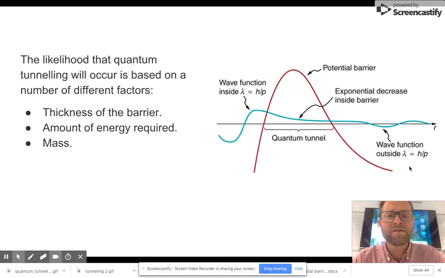Now, the likelihood of something escaping. Okay, so this likelihood is going to be down to three things. The thickness of the barrier. If it's an actual barrier, then the bigger the barrier is, the less the chance of something escaping. The amount of energy required. So sometimes we don't have a physical barrier, but we might have a potential barrier, as we spoke about in the example of the alpha radiation. And also the mass of the object. The more massive an object, the less likely it is, due to its wave function structure, of being able to escape anything.